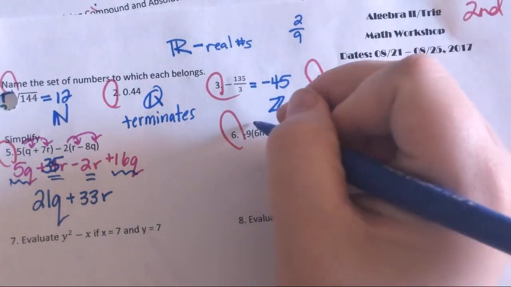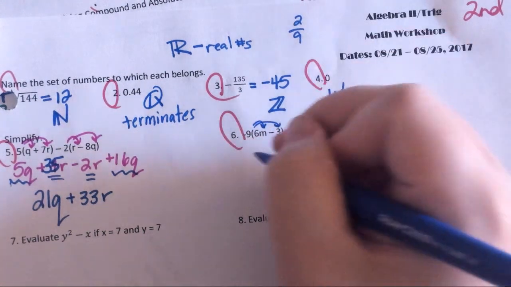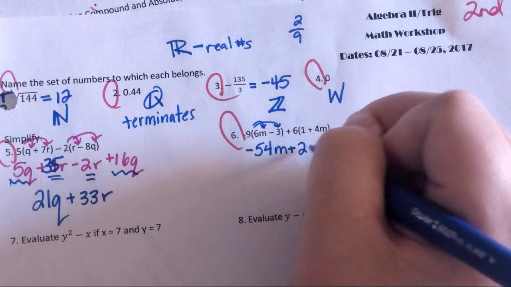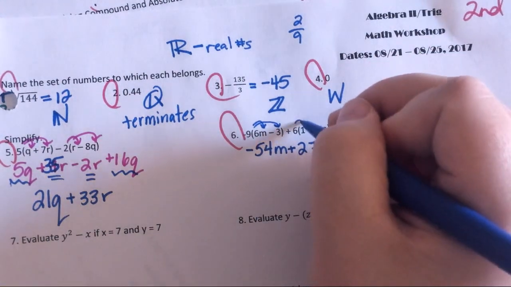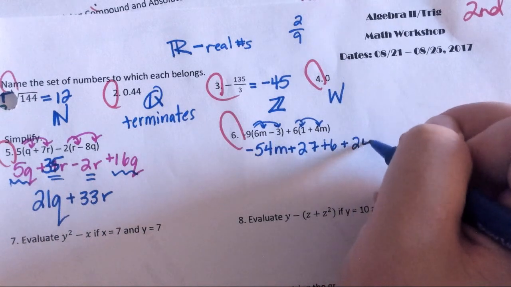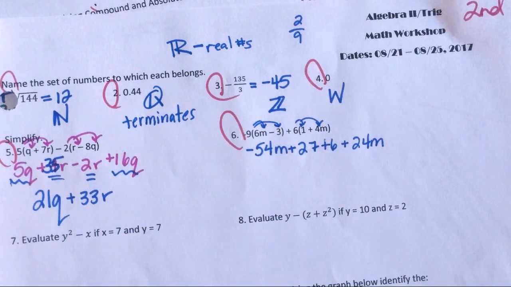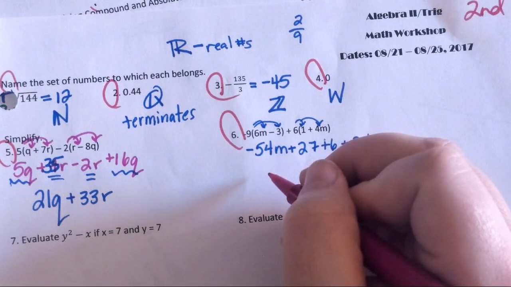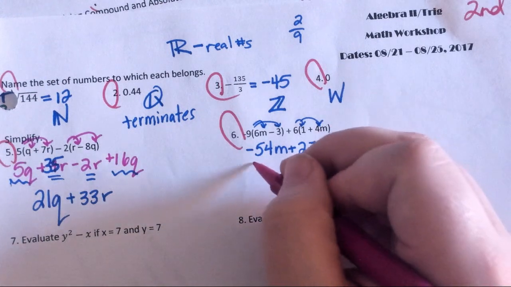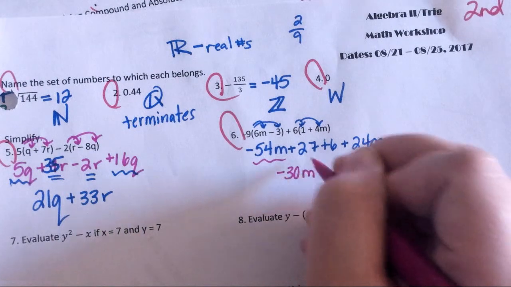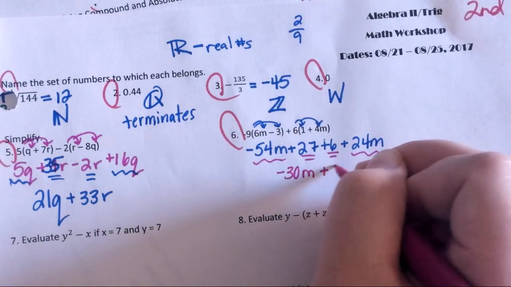Okay, on number 6, I distribute that negative 9. I get negative 54m plus 27. I distribute that 6. I get plus 6 plus 24m. When I combine my like terms, this is my final answer: negative 30m plus 33. 1 and 2 can get a point.